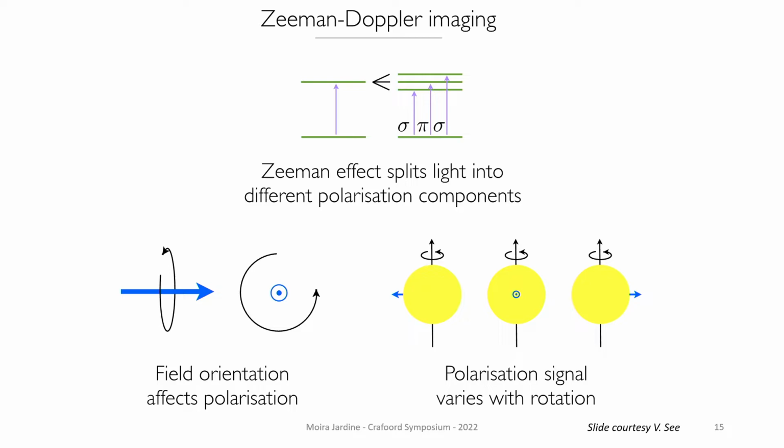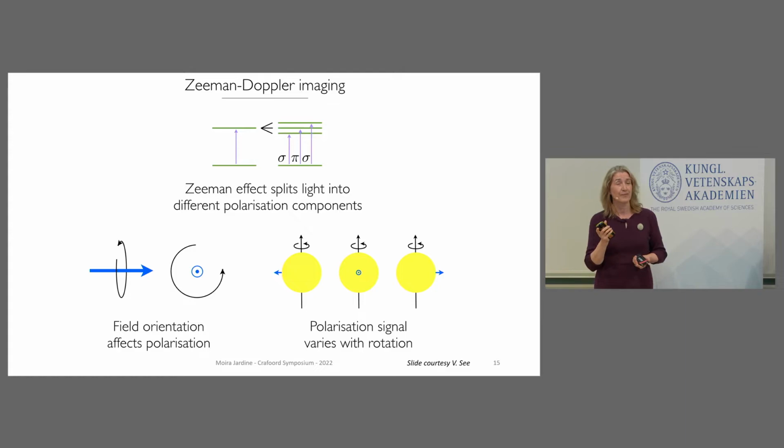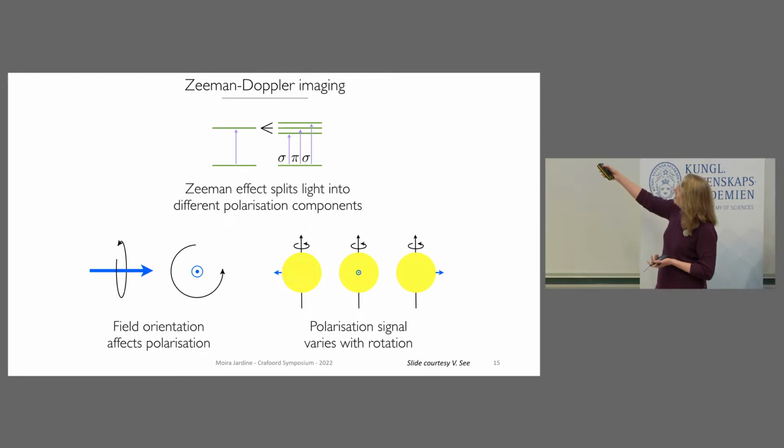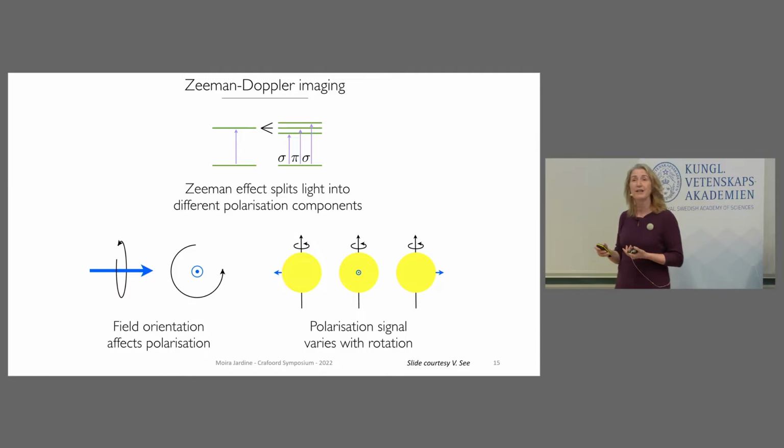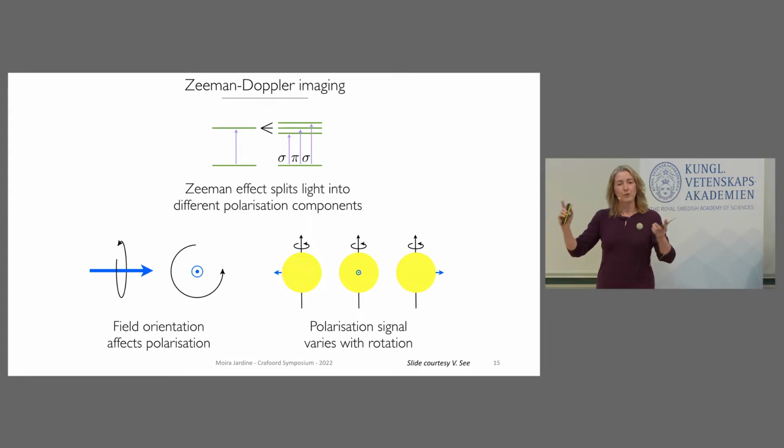So depending on the orientation of the field, you see a different polarization. But stars don't just sit there. They typically rotate. So as the star rotates, you see a different view of the star. It's a bit like having an MRI and being rotated inside it. So if we think of this orientation here, we have field that's in the plane of the sky, but as the star rotates, that field changes to be coming towards us, and here it is in the plane of the sky again. So we use the fact that as the star rotates, we see the magnetic field from different perspectives, and that changes the polarization.